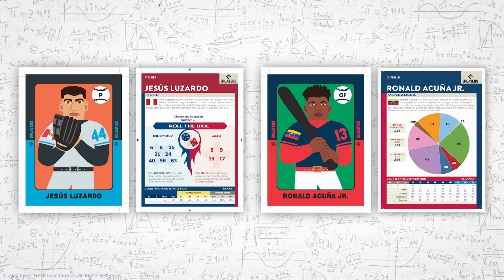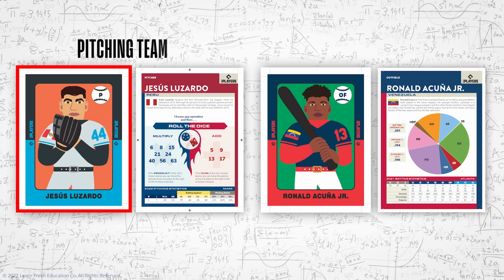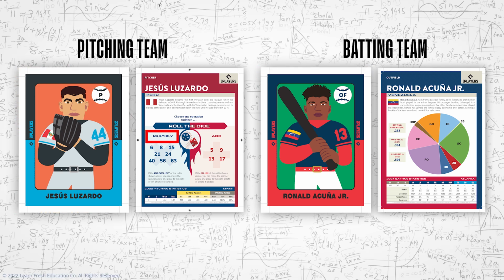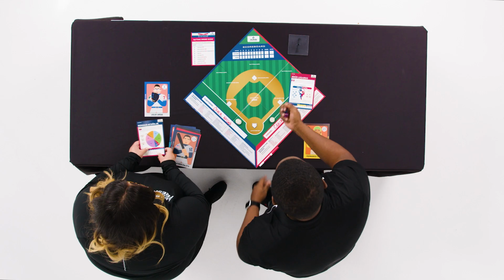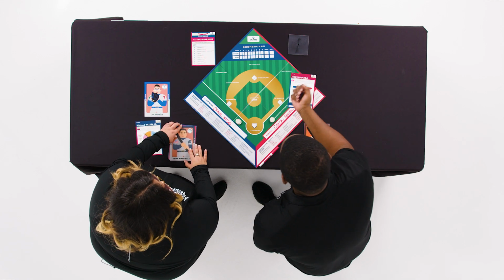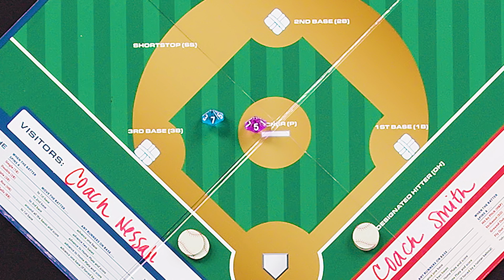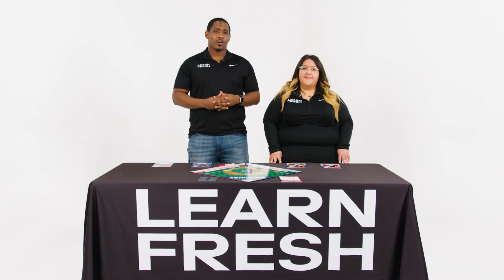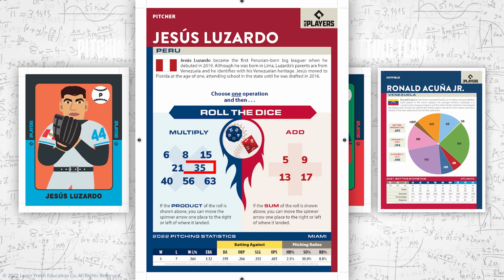For example, here is Jesus Luzardo for the pitching team. For this game, we'll be using multiplication as our designated operation. To begin the turn as the pitching team, I will roll the dice and get 2 numbers. I got 7 and 5. By multiplying these 2 numbers, I get 35. I look at the pitcher's card to see if the product is present.